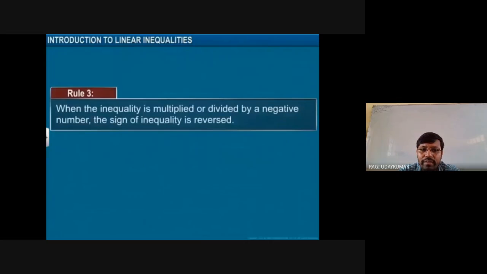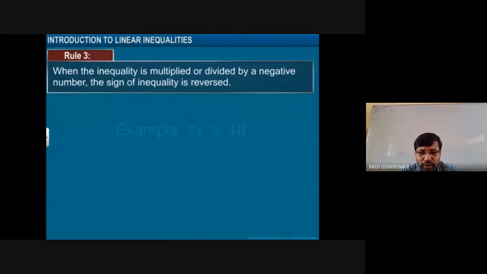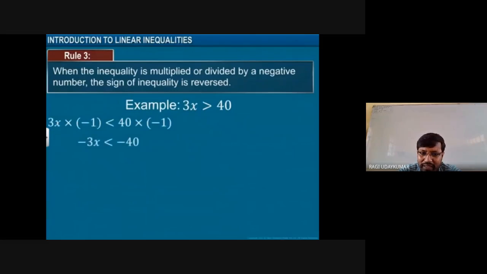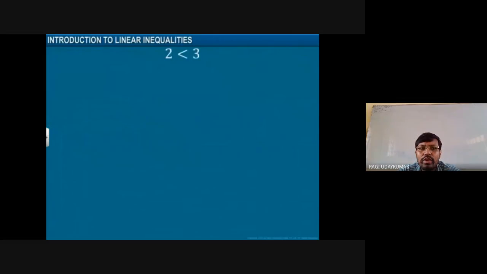Rule 3: when an inequality is multiplied or divided by a negative number, the sign of the inequality is reversed. This is a very important point you have to note. Suppose in any inequality you have a negative sign on the left hand side and you multiply by -1, then the inequality sign changes from greater than to less than. Whenever you divide by -1 also it is the same thing: less than becomes greater than, and greater than becomes less than.